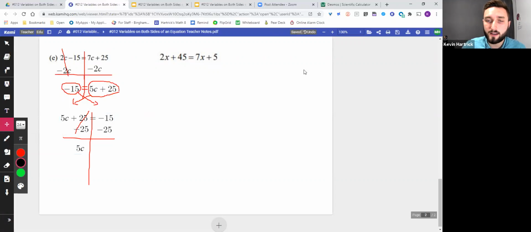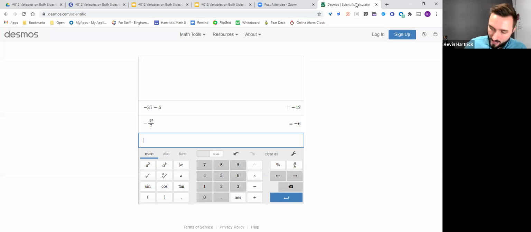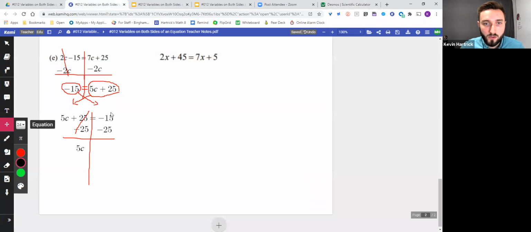Let's do this one in the calculator. Negative 15 minus 25. That gives me negative 40. So I have a negative 40 over here with my equal sign in between. Now I have to get rid of the multiply by 5. And to do that, I'm going to divide by 5 on both sides.